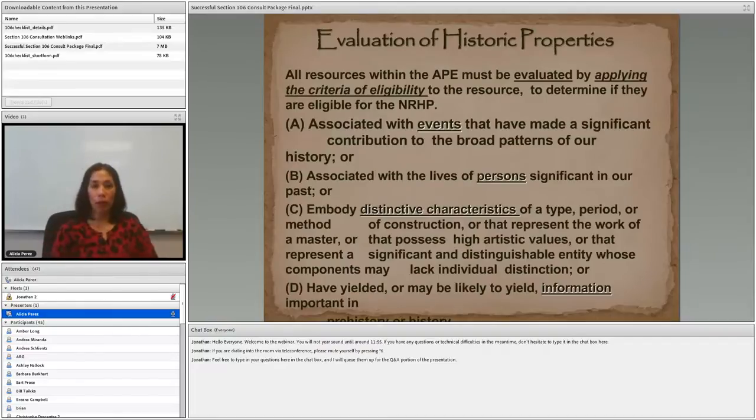So after you have identified resources within your APE, move on to evaluation of historic properties. We want to make sure that you have evaluated the resources using all 4 criteria. And of course, A is associated with important events. B is the resource associated with the lives of persons. C embodies distinctive characteristics. Or D has the ability to yield, or has yielded, important information.